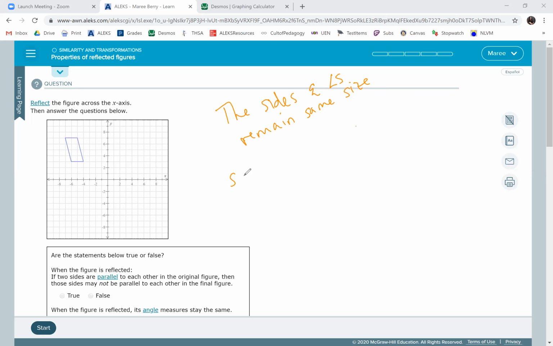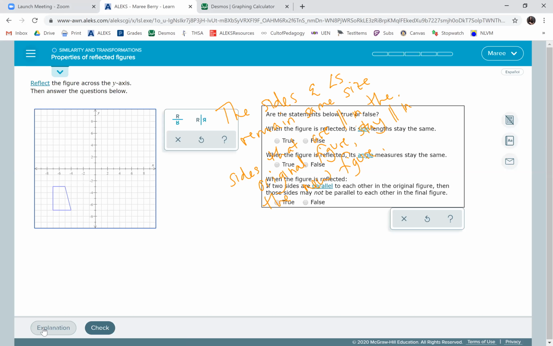And sides that are parallel, this little symbol means parallel, in the original figure stay parallel in the new figure. So always. So we're going to go ahead and do some reflections and then answer the questions about them. So we just have to remember sides and angles stay the same and sides that are parallel stay parallel.